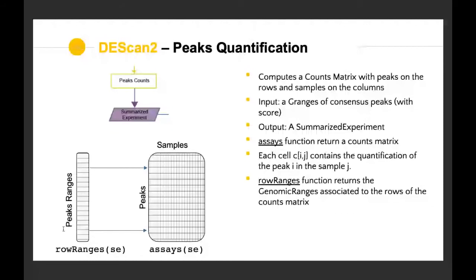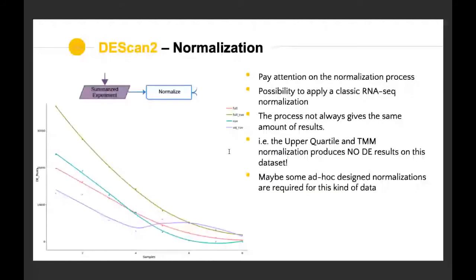So once we have a count matrix, we can normalize the data as we do with RNA-seq data. And to do so, we can apply, in theory, any kind of classic RNA-seq normalization method. But as you can see from this graph, as the number of samples varies and also the normalization method changes, the number of detected peaks in terms of differential enrichment of the peaks also changes. So pay attention to this step, and maybe we are investigating if it's needed to design some ad hoc normalization for this kind of data.